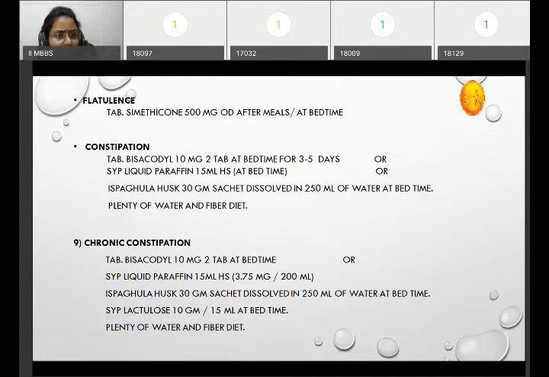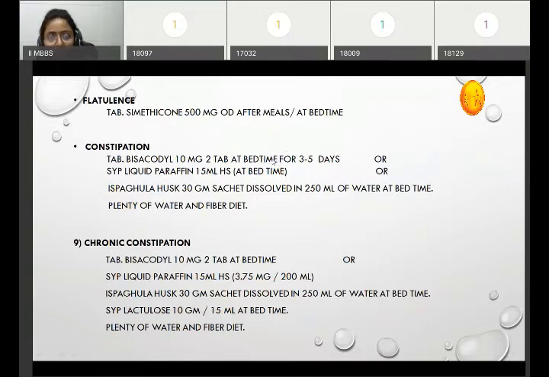Okay, this was regarding simethicone. Then coming to the other condition, that is constipation. When constipation is asked to you as a single drug therapy, different drugs are used. What is constipation? First of all, it is incomplete evacuation of bowel contents, or there is a formation of hard stools, etc. Everything comes under constipation. So different drugs are given here. These drugs are called laxatives or purgatives.